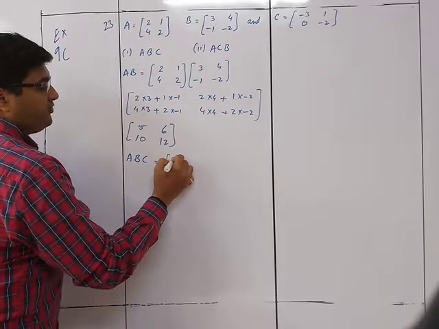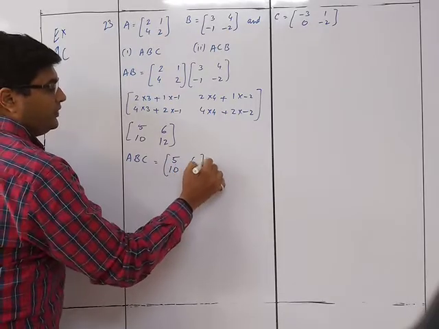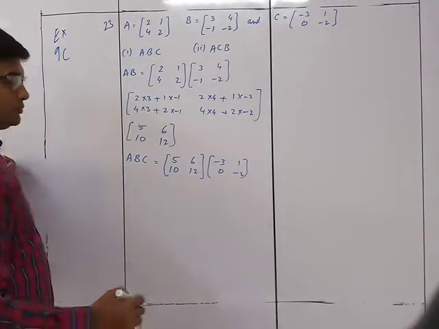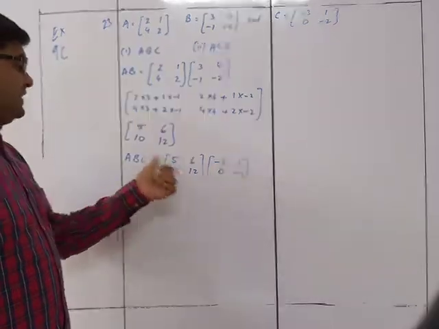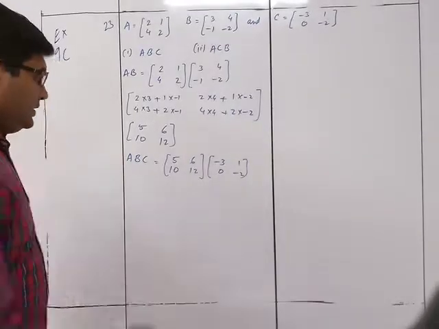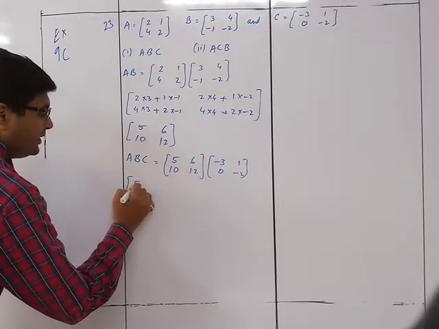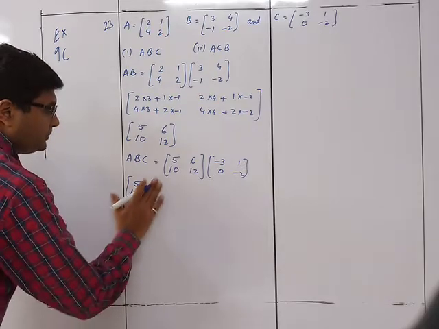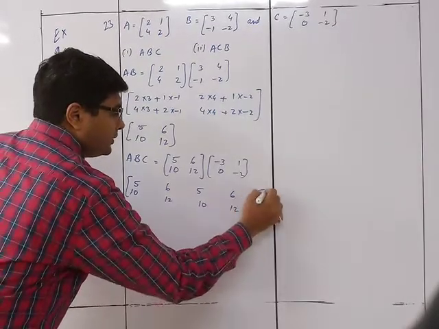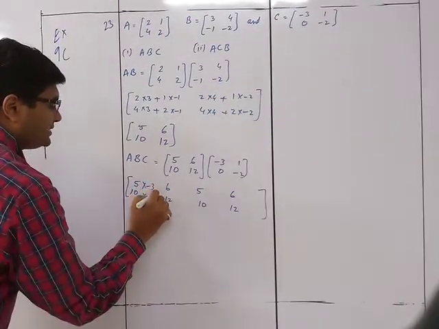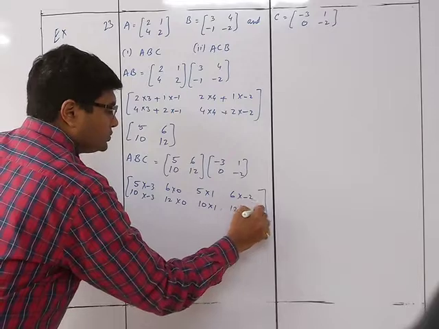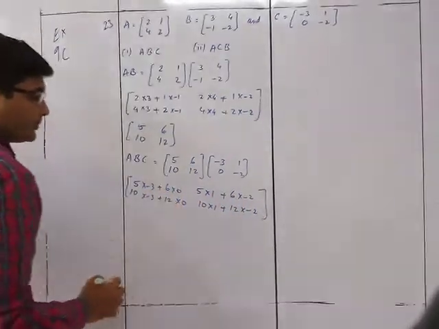That means it will be [5, 10, 6, 12] into [minus 3, 0, 1, minus 2]. Remember, I cannot take C first, then it becomes different. Your A, B, C means this is A, B and this is C. Writing this twice, we get 5, 10, 6, 12, 6, 12, 5, 10, 6, 12 into minus 3, into 0, into 1, into minus 2, with plus signs here and here.